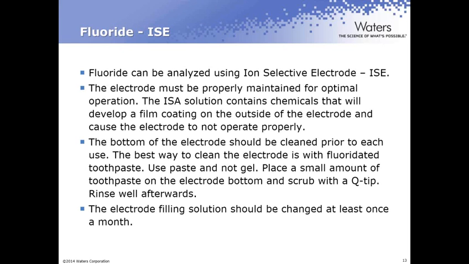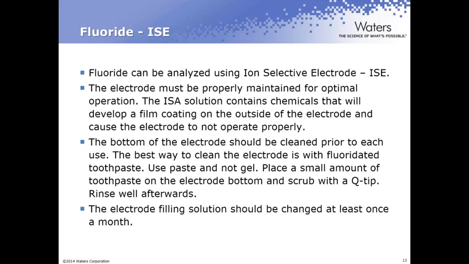So prior to running fluoride each time you run with your electrode, the bottom of that electrode should be cleaned. And believe it or not, the best way to clean that electrode is to use some fluoridated toothpaste. That will help to remove any fluoride and any film on the bottom of that electrode. And make sure when you do that, use toothpaste and not the gel. The gel will actually put a coating on there that will hurt your electrode operation.